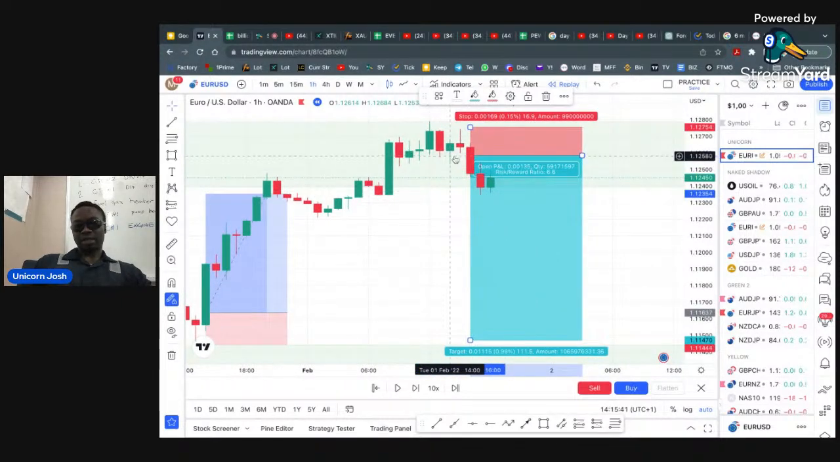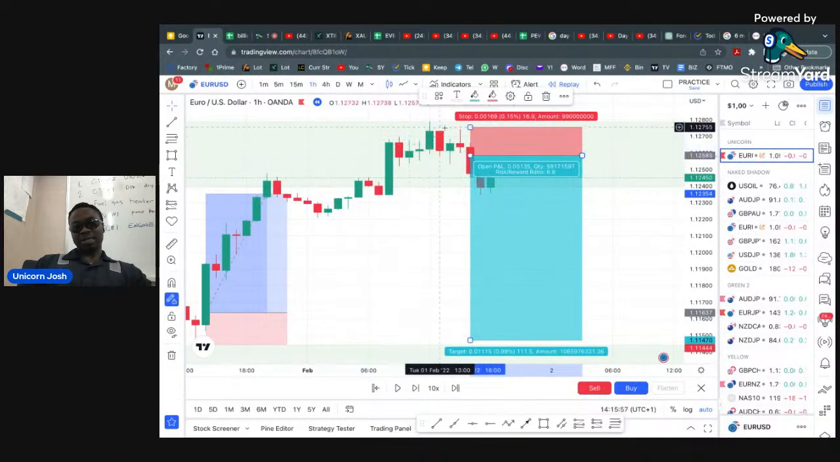Another thing, the body should be within the range of the previous candle. So we got that sorted. It is within the range of the previous candle. And the next thing is there should be enough space to the left.